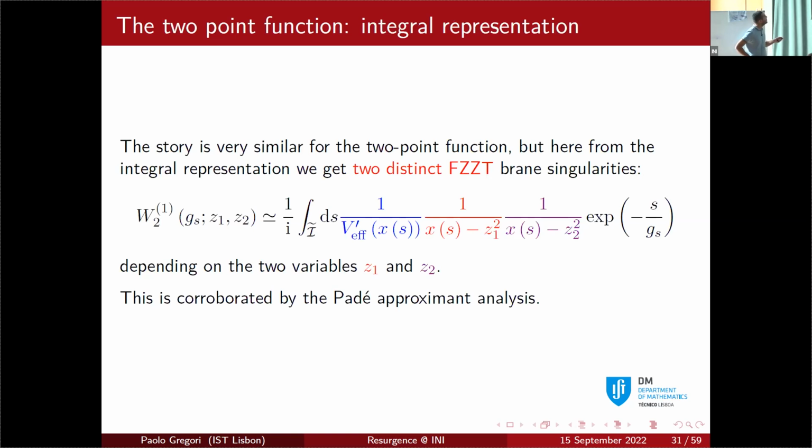And of course, for the two-point function, you find a very similar story. But here we see two distinct FZZT brane singularities. We see the old blue ZZ brane singularity associated to saddles of the effective potential. We see one FZZT singularity associated to the effective potential evaluated at Z1. And then you see another FZZT brane singularity corresponding to the effective potential evaluated at Z2. So now we have an interplay essentially between three non-perturbative effects.